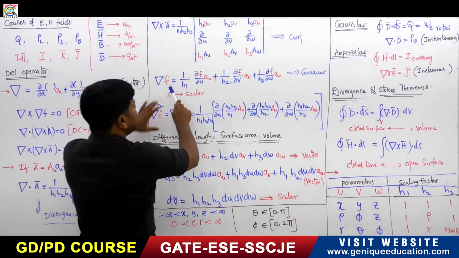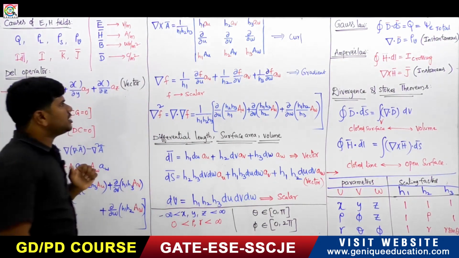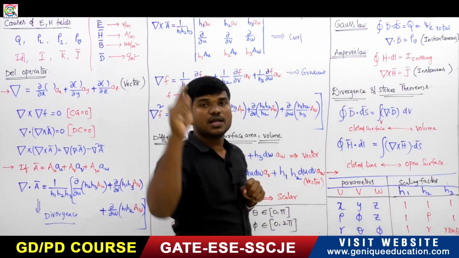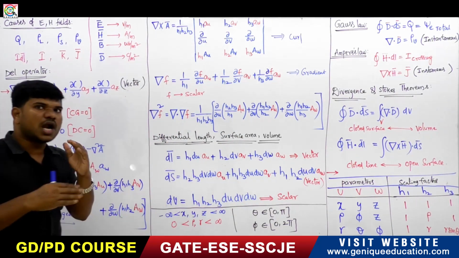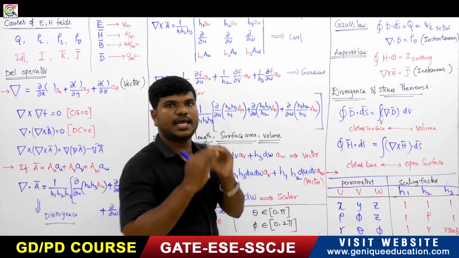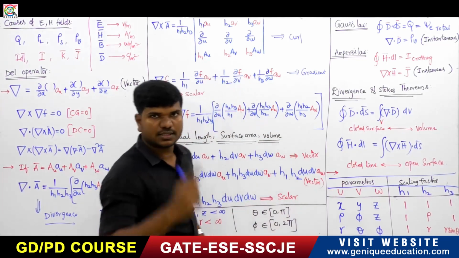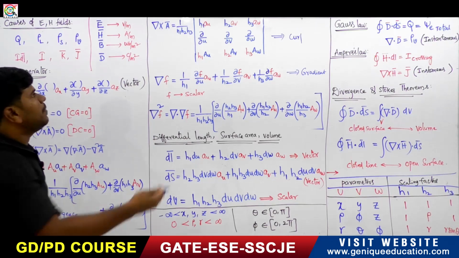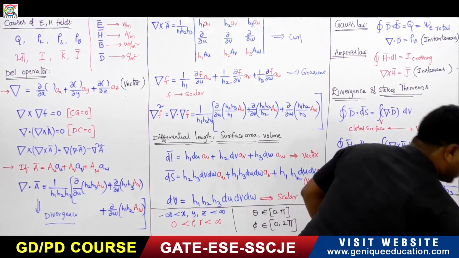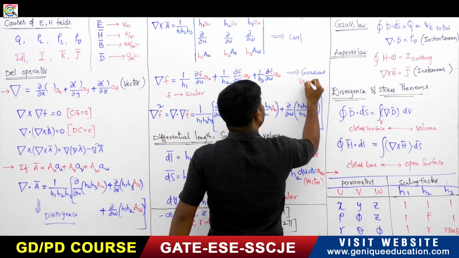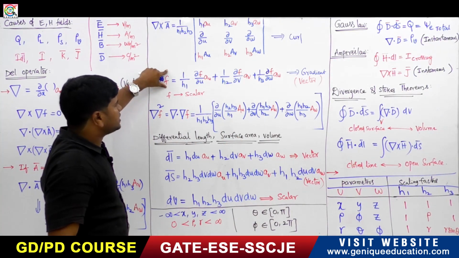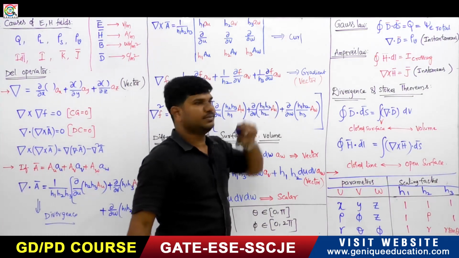Here the gradient operation for the scalar is also given. Always remember the gradient operation is operated only on a scalar. The gradient is not applicable to vectors. That is the thing you have to understand. But what is the result of the gradient? The result of the gradient is a vector quantity. Always, the gradient operation is operated on a scalar, but the resultant is a vector.